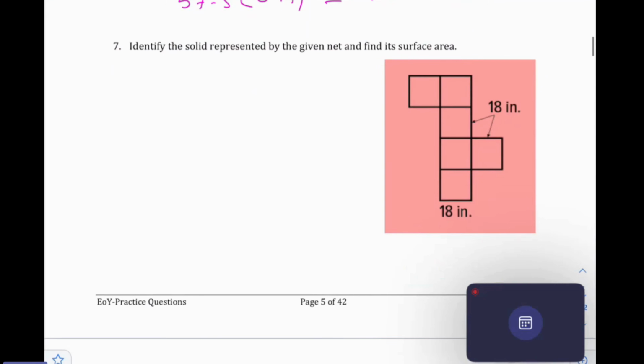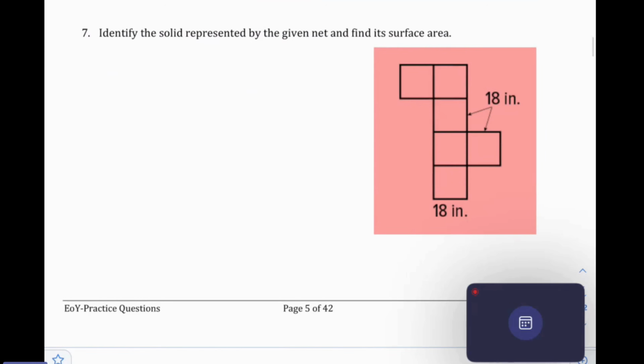And here we go. We have here to identify the solid that is identified by this net. In the net opened here, as you see, it's very clear that each part is a square because all the sides are congruent. This is 18 by 18. This is 18 by 18. And that means the original shape was a cube. This is the original shape, if you remember.